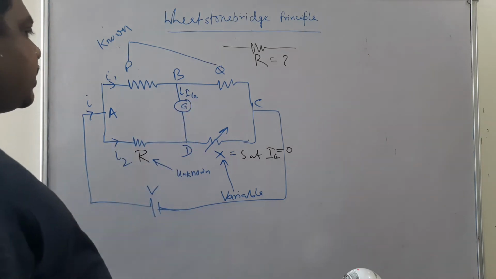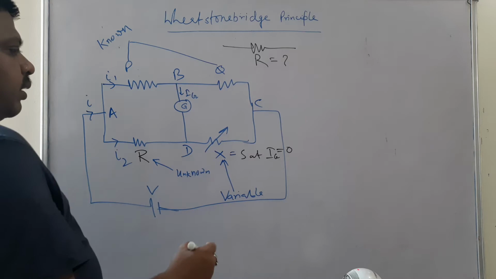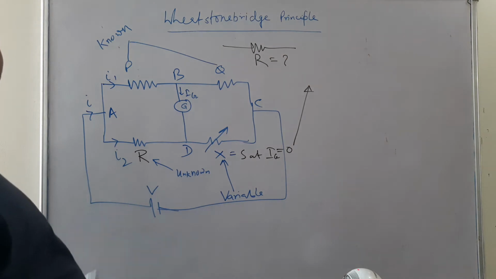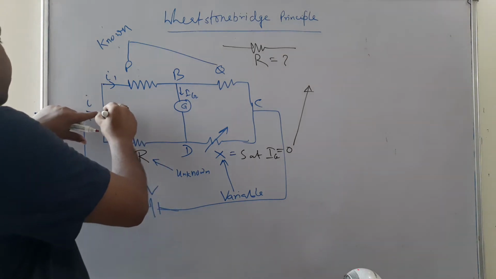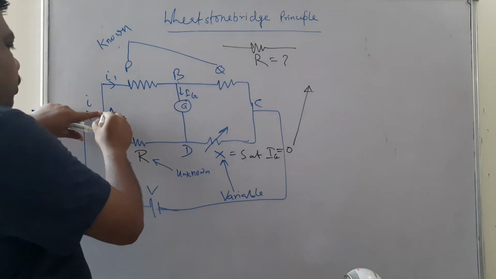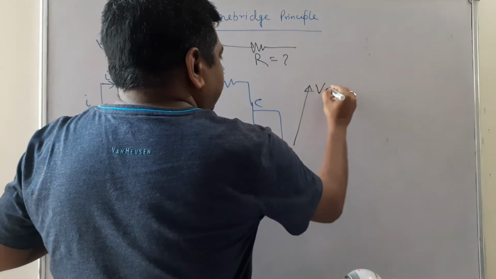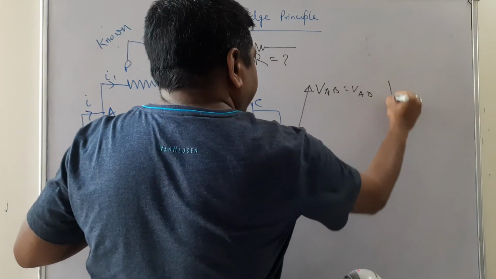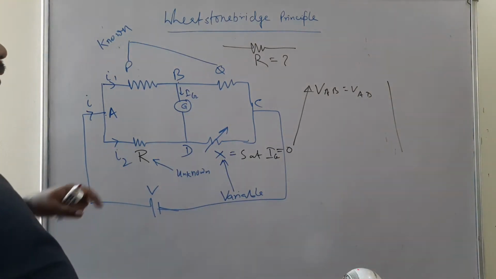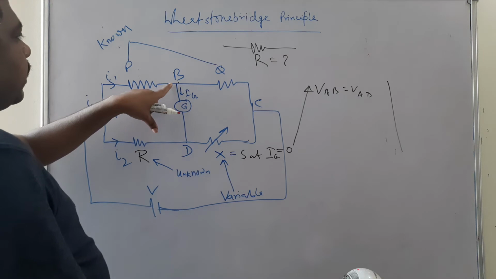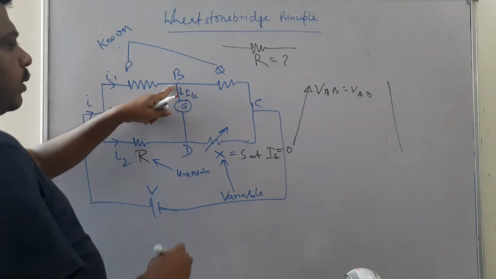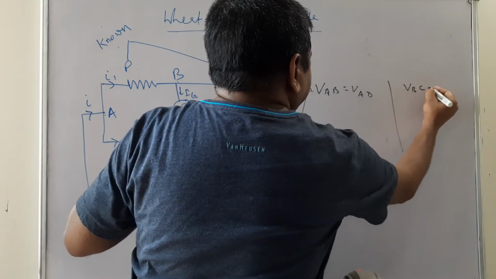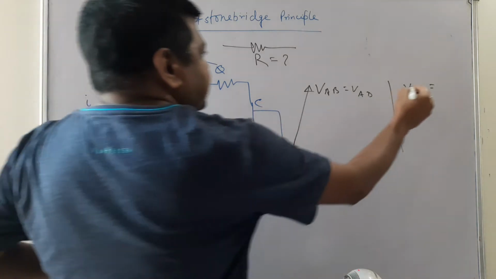So if this Ig is 0, what does it mean? It means the voltage VAB equals VAD, and similarly VBC equals VDC.